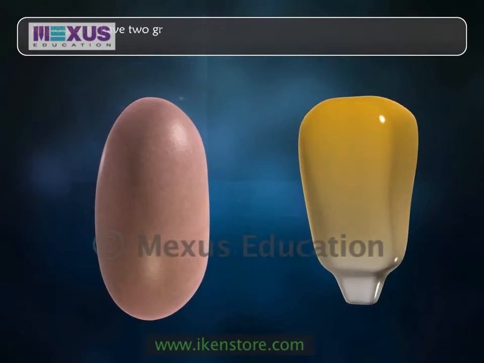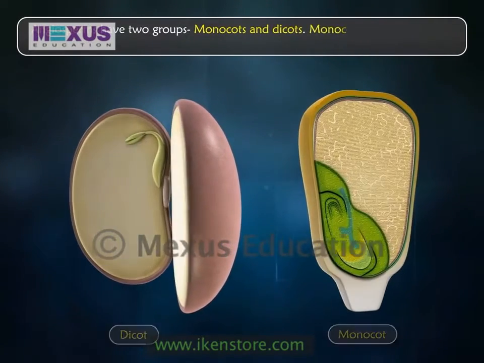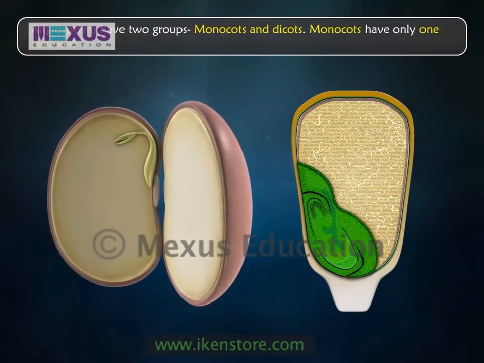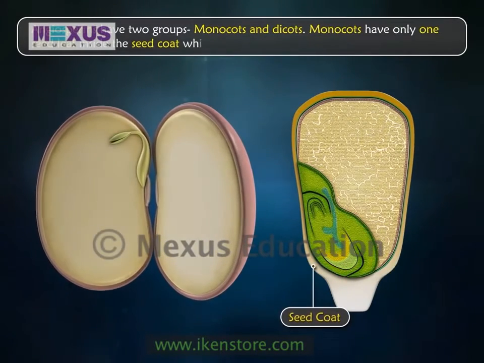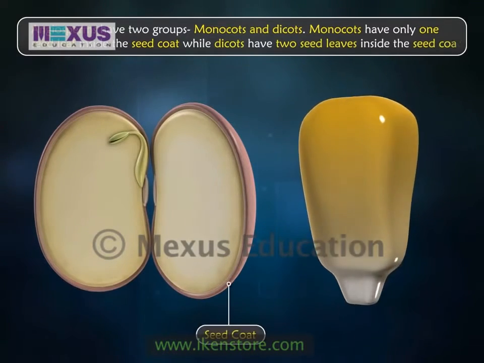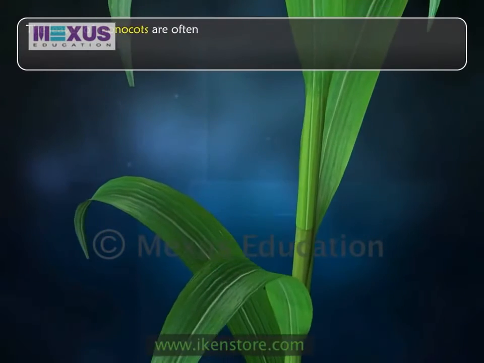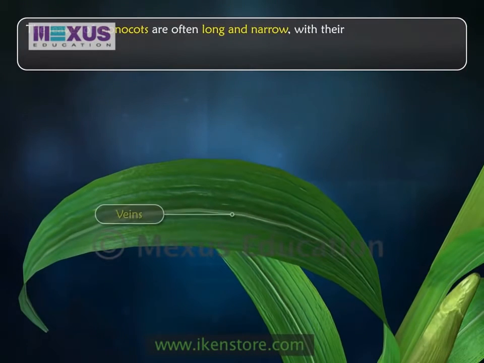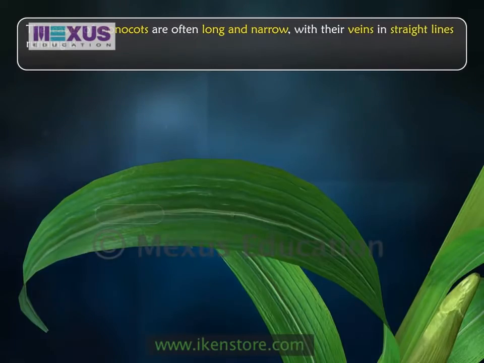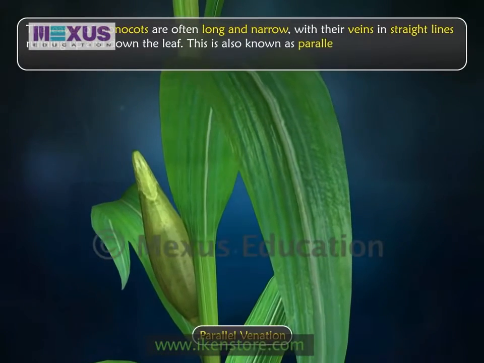Angiosperms have two groups, monocots and dicots. Monocots have only one seed leaf inside the seed coat, while dicots have two seed leaves inside the seed coat. The leaves of monocots are often long and narrow, with their veins in straight lines running up and down the leaf. This is also known as parallel venation.